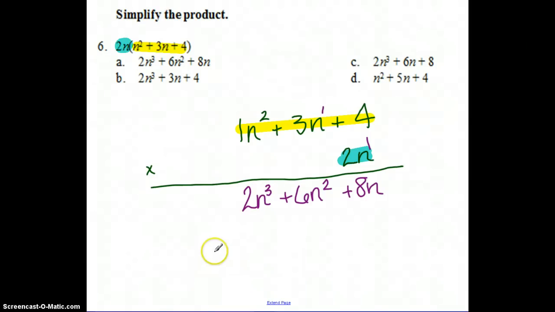So really we're just trying to make sure we take this 2n and distribute it to every single thing that's here. That means if I have 2n cubed plus 6n squared plus 8n, that means that my answer is going to be A.